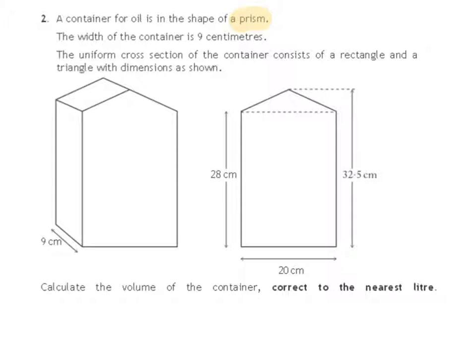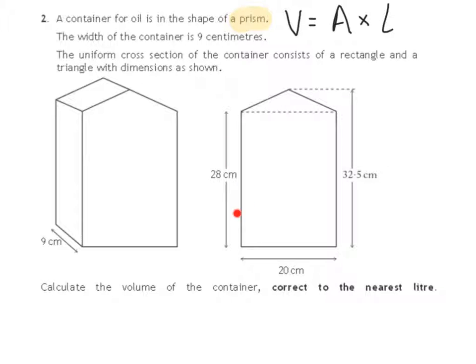So the first thing that we need to know is how to find the volume of a prism. Now the volume of a prism V is the area of the cross section multiplied by the length. So what we're going to do is find the area of the cross section, the one I highlighted a moment ago, and multiply it by the length, which is known as the width in this question.